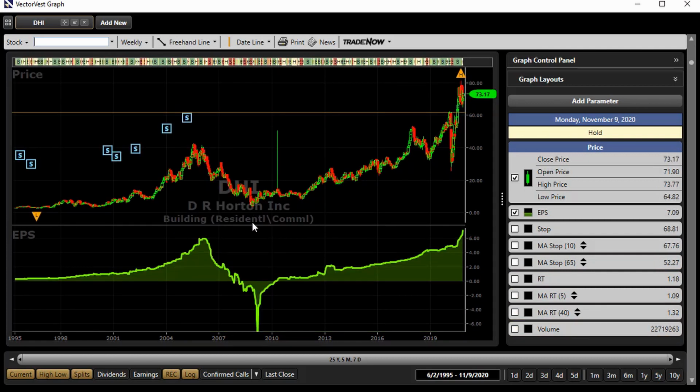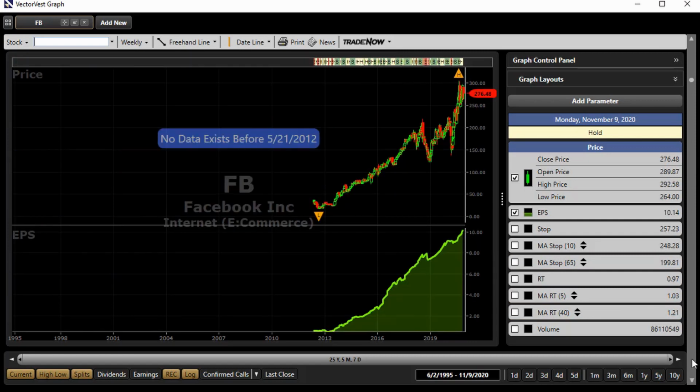Now, DHI, not nearly as smooth, but look at the earnings per share. It got hit back in 2007. Why? We had a housing crisis, didn't we? And this was a stock that got really beaten up, but now look at the rebound on it. Remember, this is a cherry-picking methodology. Let's go to the next one. Facebook started tracking in 2013. Look at that rise in earnings per share, and look at the graph, bottom left, top right.